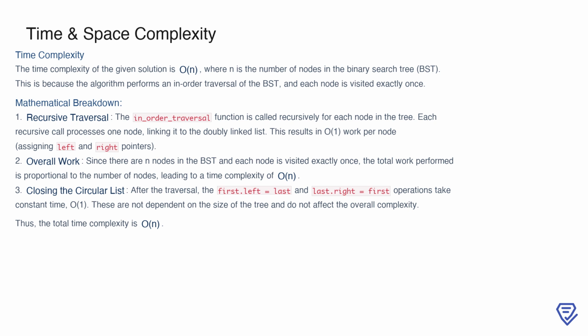up to O(n). Additionally, after the traversal is complete, we make two final adjustments to close the circular doubly linked list. These operations, setting first.left to last and last.right to first, take constant time, O(1), and do not depend on the size of the tree. Combining these, the overall time complexity is O(n).